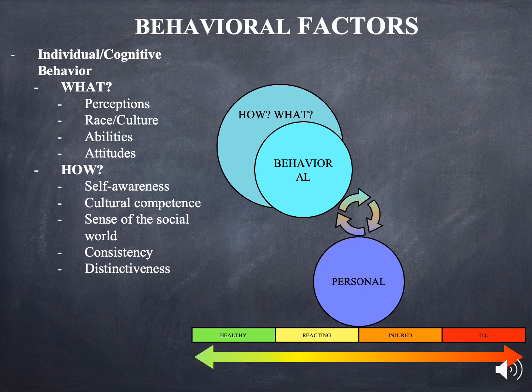Behavioral factors are factors that are in your control, actually. So like the what and how. For the individual or cognitive behaviors, the what is the perceptions, race, culture, abilities, and attitudes. The how is self-awareness, cultural competency, sense of social world, consistency, and distinctiveness.